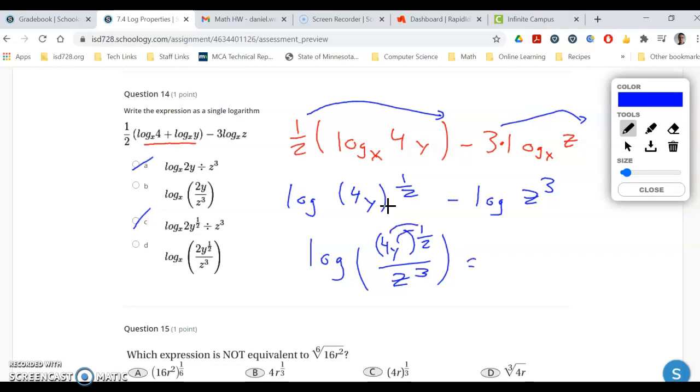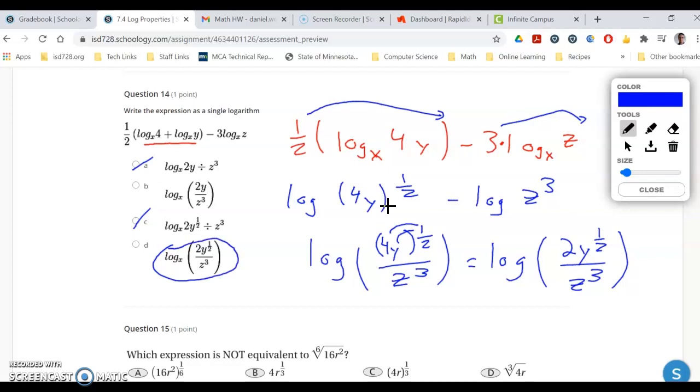So I think the cleaned up answer that they're looking for on this one is if you do the square root of 4, it's 2. So I have 2, and then y is still to the 1/2 power because the 1/2 applies to both those things in the parentheses, and we still have z cubed on the bottom, right? So I think the most cleaned up best answer would look something like that.